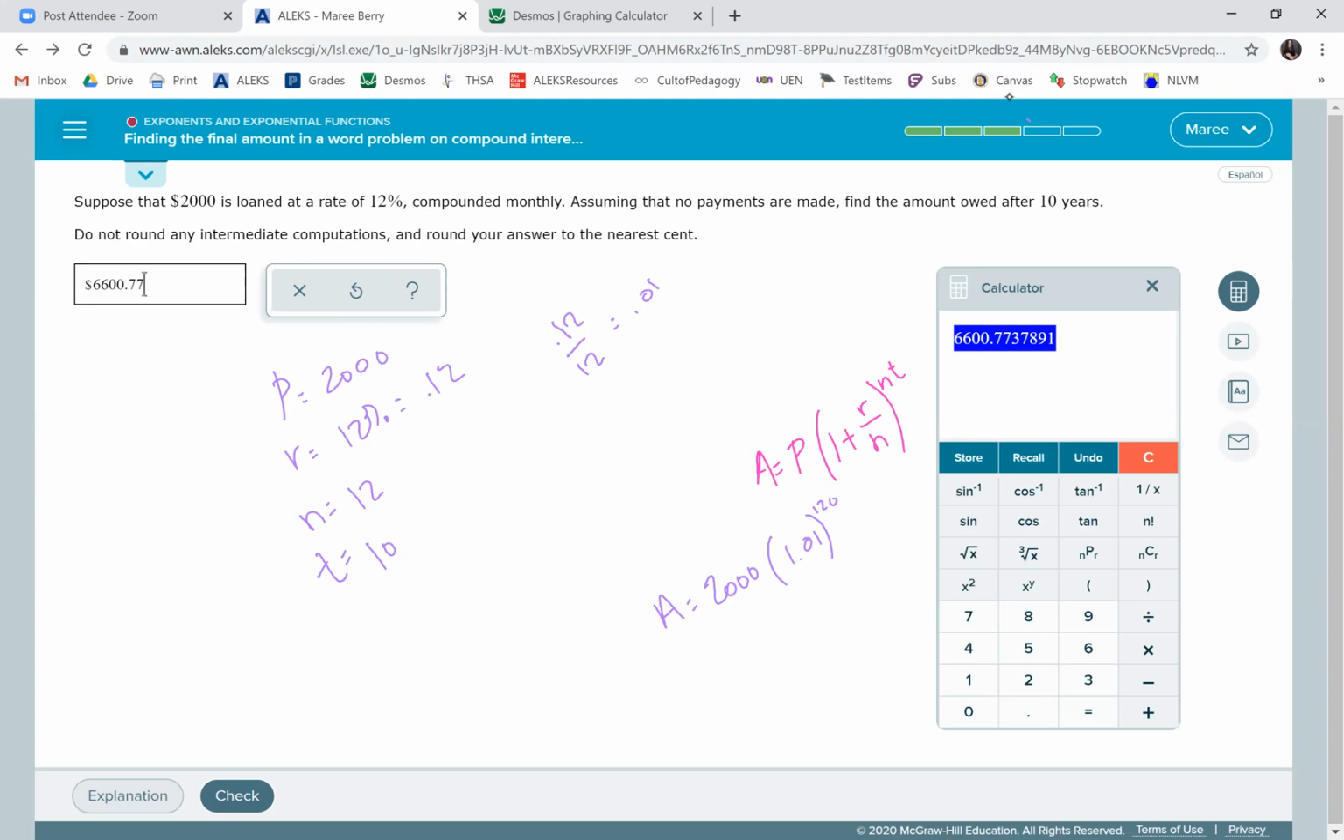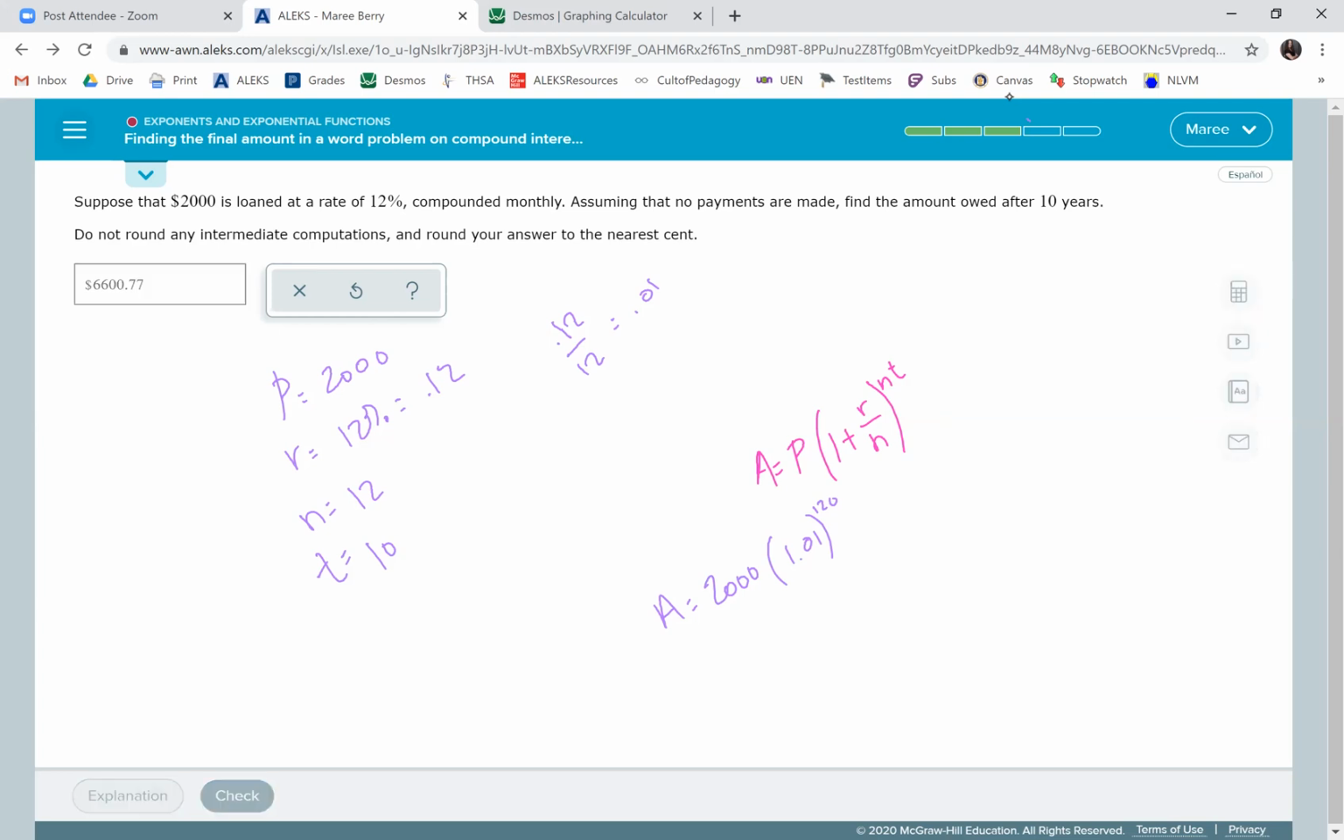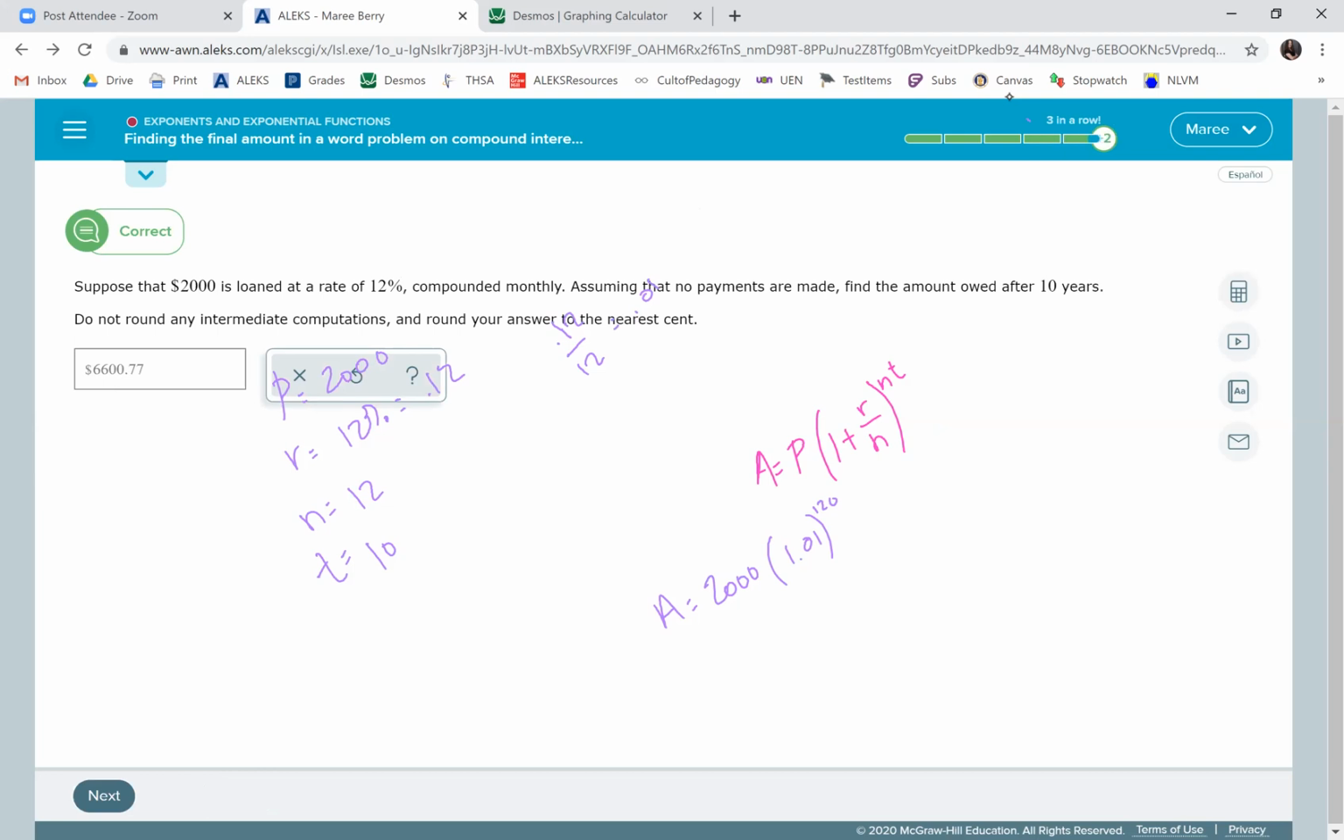Let's see if I did that right. So 1 plus R divided by N was 0.01 and times T, 120. Okay, I think that's it. Okay, that's the end of the lesson.